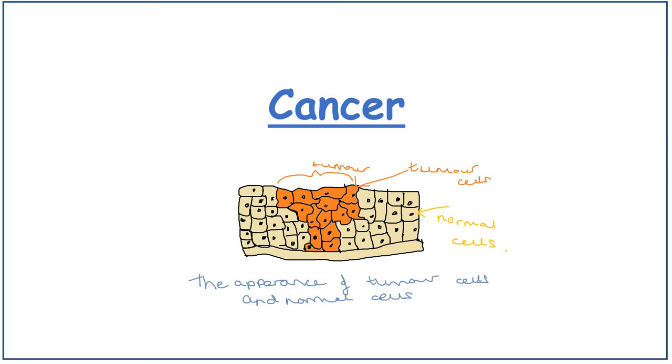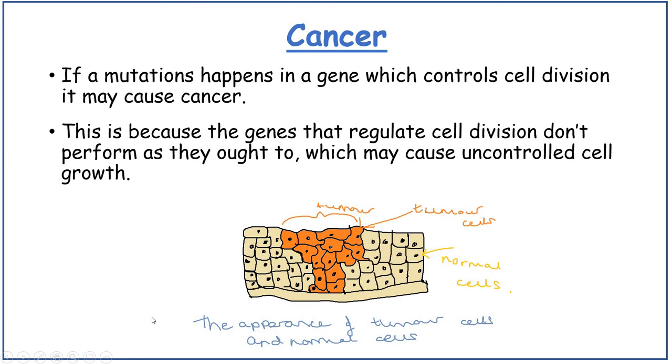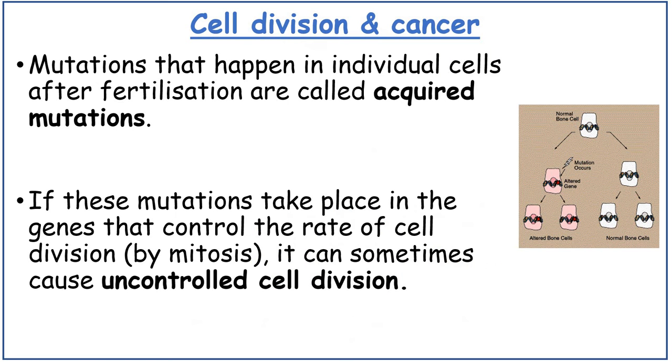So this lesson is about the A-level topic of cancer. If a mutation happens in a gene which controls cell division, it can actually cause cancer. This is because the genes that regulate cell division don't perform as they ought to, which may cause uncontrolled cell growth. Mutations that happen in individual cells after fertilization are called acquired mutations.